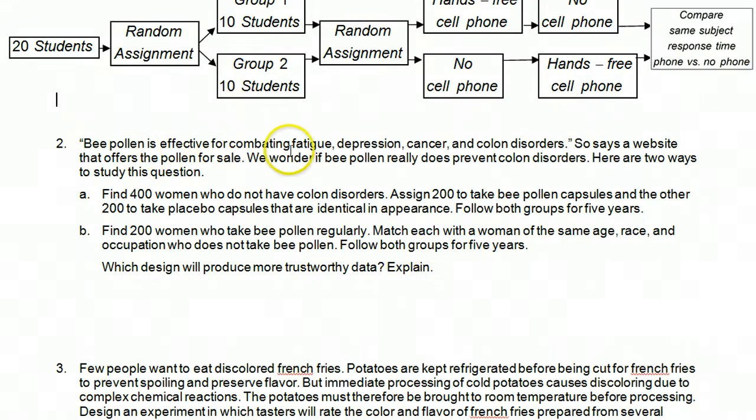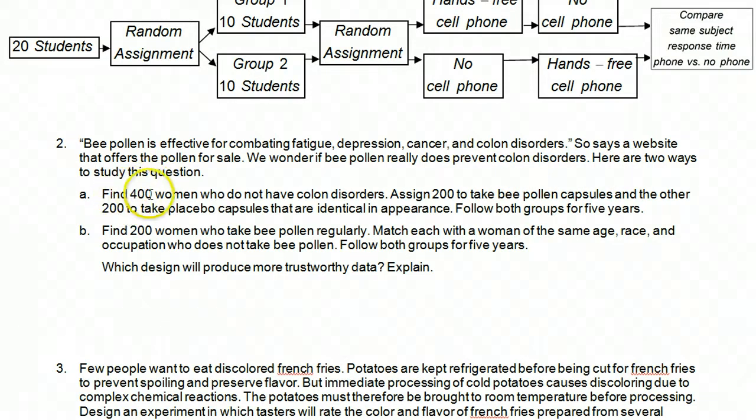Alright, let's do problem number 2. Bee pollen is effective for combating fatigue, depression, cancer, and colon disorders. At least that's what it says on the website that offers the pollen for sale. Now we wonder if bee pollen really does prevent colon disorders. So here are two ways to study this question.